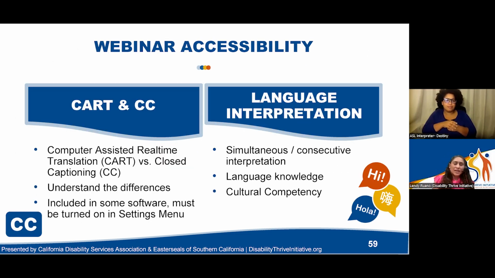CART services and closed captioning services. So CART stands for Computer Assisted Real-Time Translation, and closed captioning we typically see as CC. These are two different methods of writing what you are saying in a written form. And so make sure that you do understand the differences between both of them.